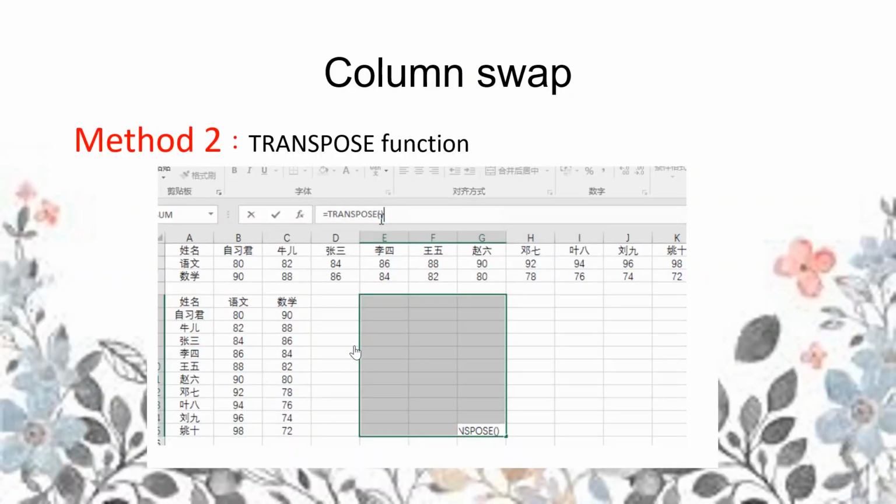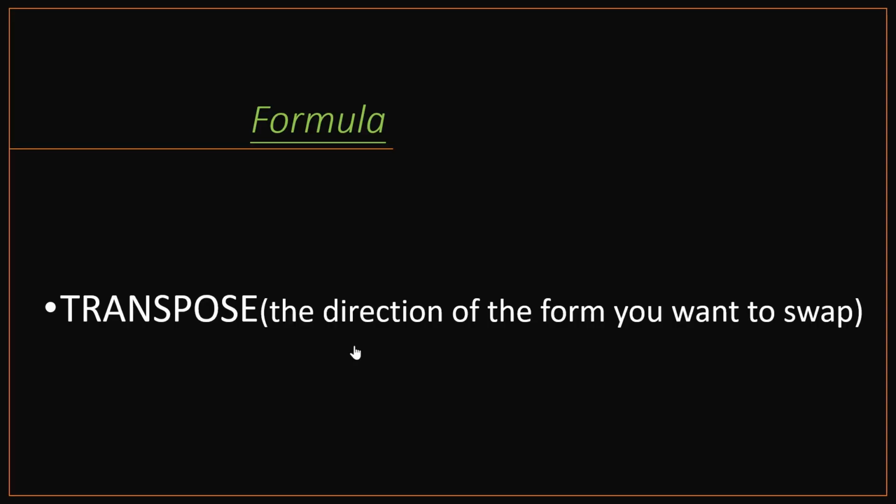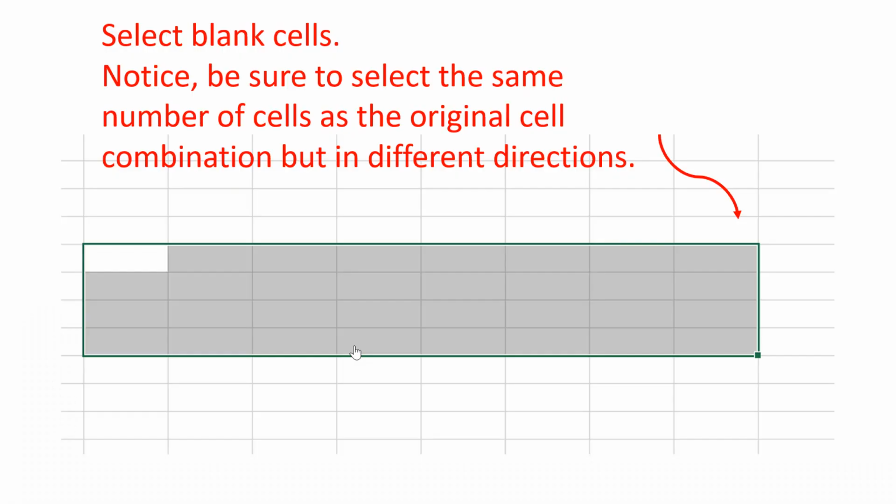And method 2 is using the transpose formula. Its syntax is transpose with a couple of parentheses and the position of the original form. And let's start. First, select blank cells.